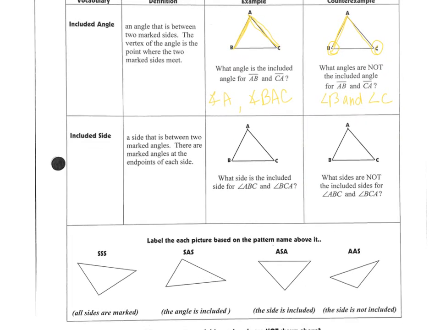The next thing that we want to look at is an included side. So we're using that word included again. A side that is between two marked angles. There are marked angles at the endpoints of each side. So our example, what is the included side for triangle ABC? So angle ABC, that's our angle there, and angle BCA, that's our angle there. And when we look at that, then the included side would be right here.